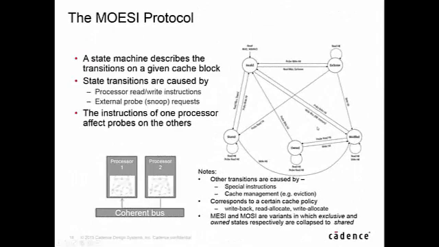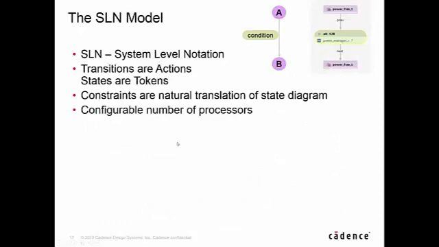So as I said, this is that same state diagram, looking at the MOESI protocol, looking at all the different transitions that can occur, and in our environment, how this is captured is through this model, as we talked about. It's a system-level notation. The transitions of the states we're talking about are actions, and the states themselves are tokens that are passed, so we know the current position of where we are in the state diagram.